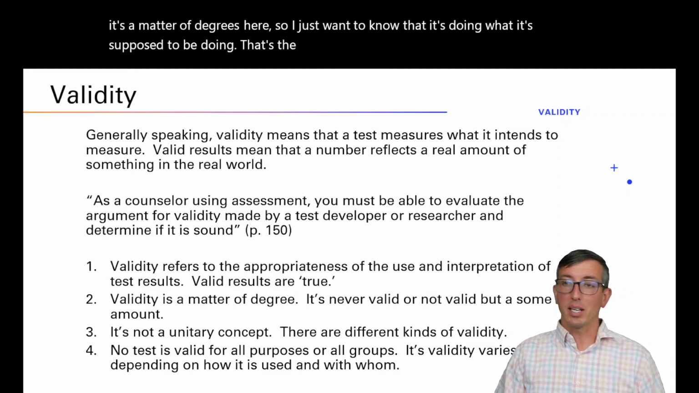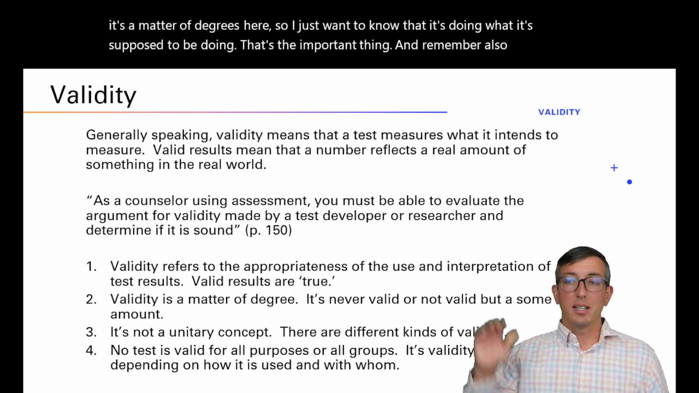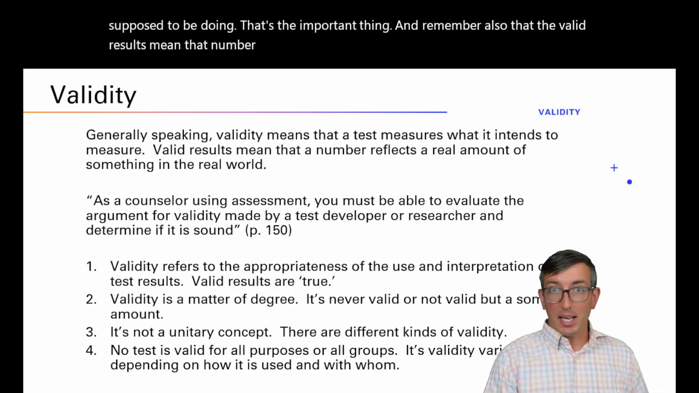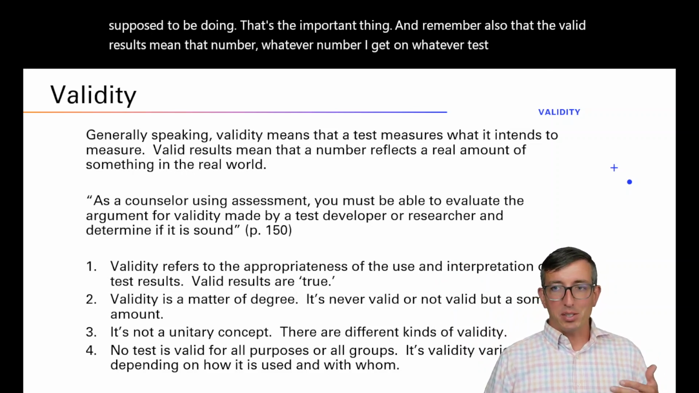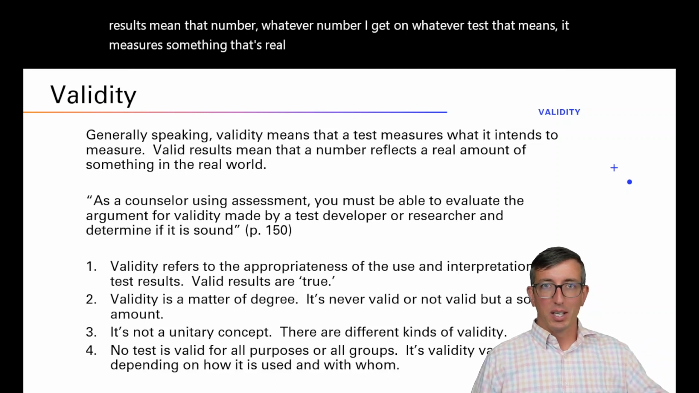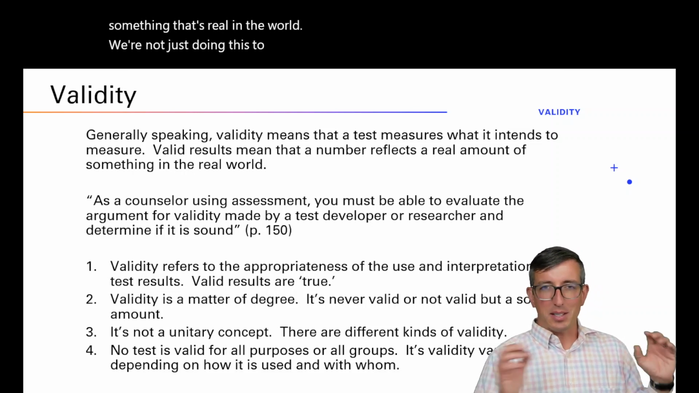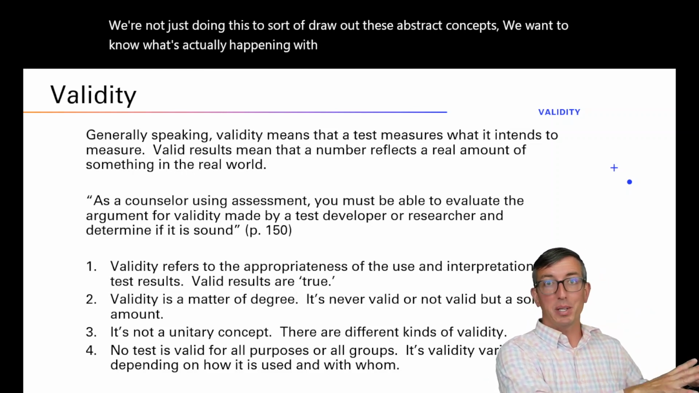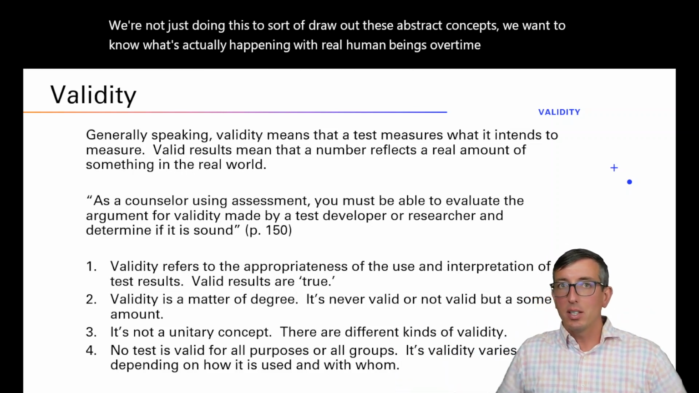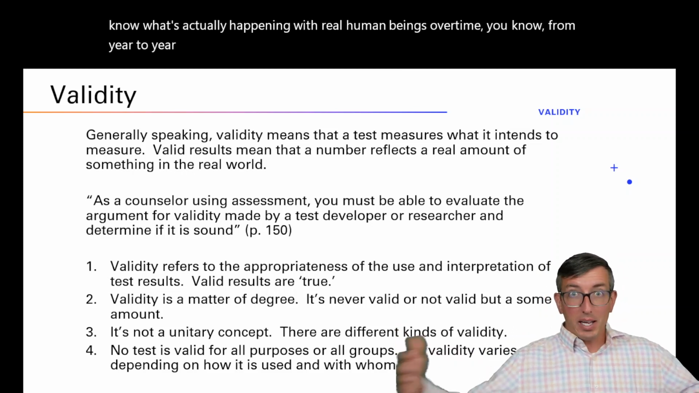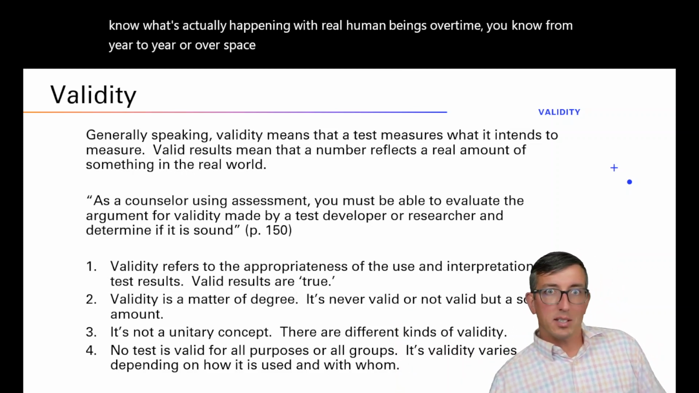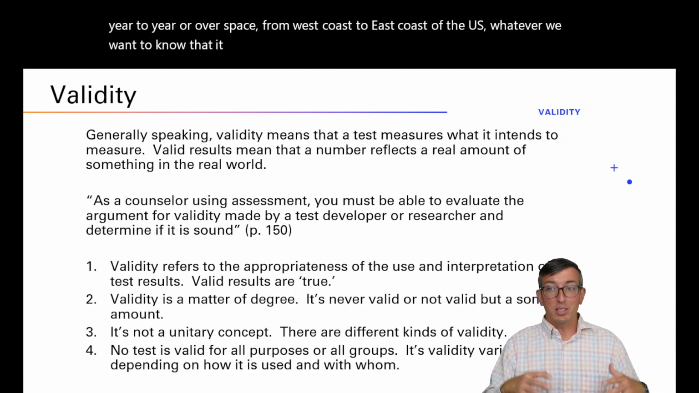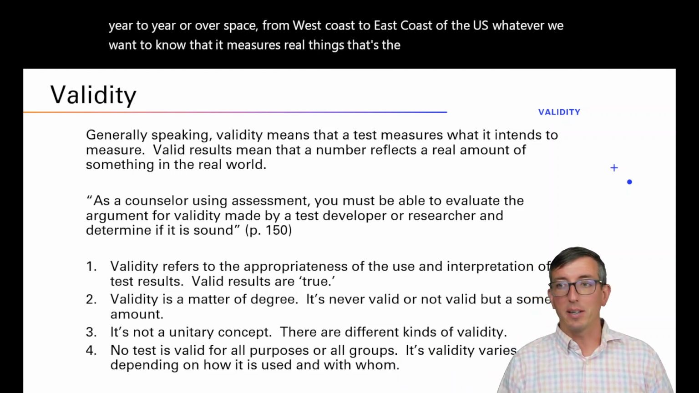That's the important thing. And remember also that valid results mean that whatever number I get on whatever test, it measures something that's real in the world. We're not just doing this to draw out abstract concepts. We want to know what's actually happening with real human beings over time, from year to year, or over space, from the West Coast to the East Coast of the US, whatever. We want to know that it measures real things. That's the important part here.